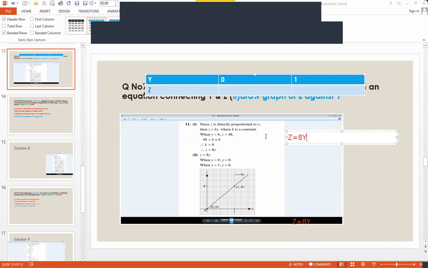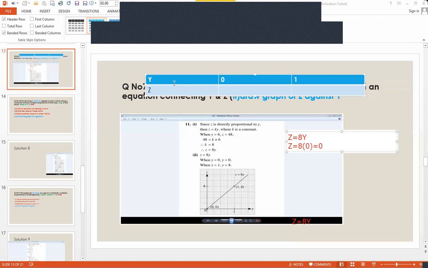Always remember, whenever you write any equation, the variable written on the right hand side is independent and the other one is dependent, and the independent variable is always on the top. So here we write z is equal to 8. First, which value do I take for y? I take 0. So I have to solve it for you: 8 times 0.